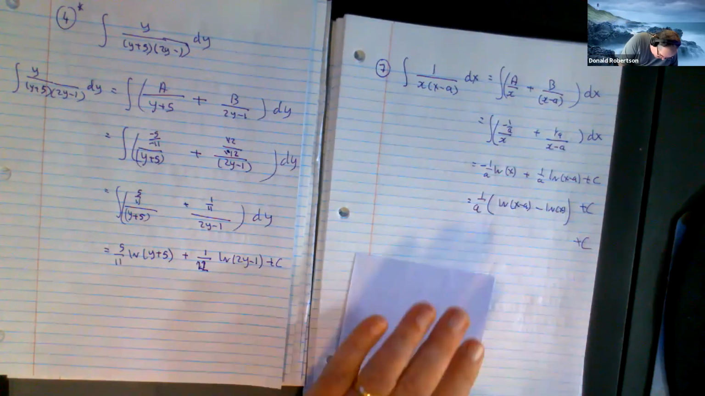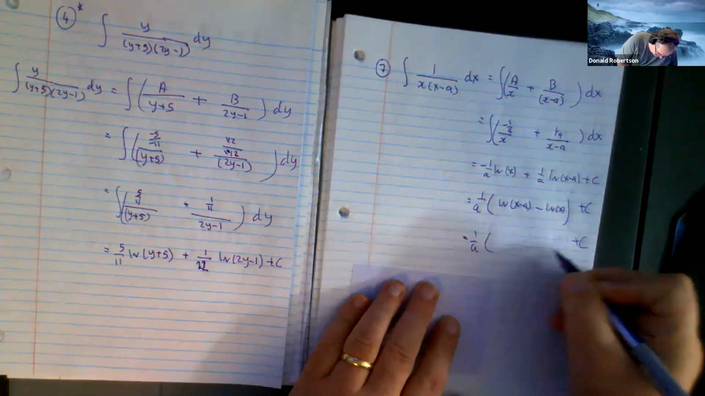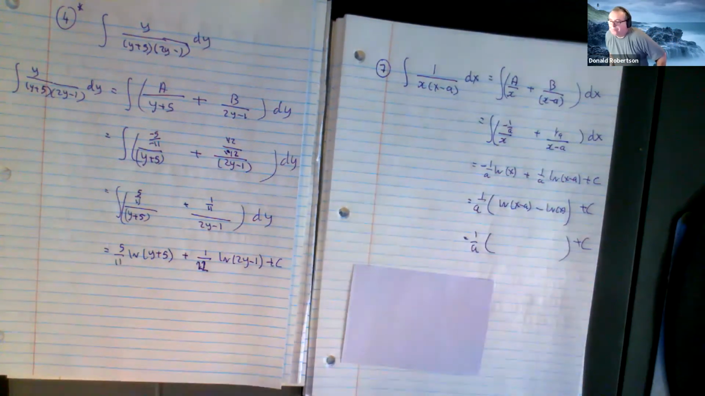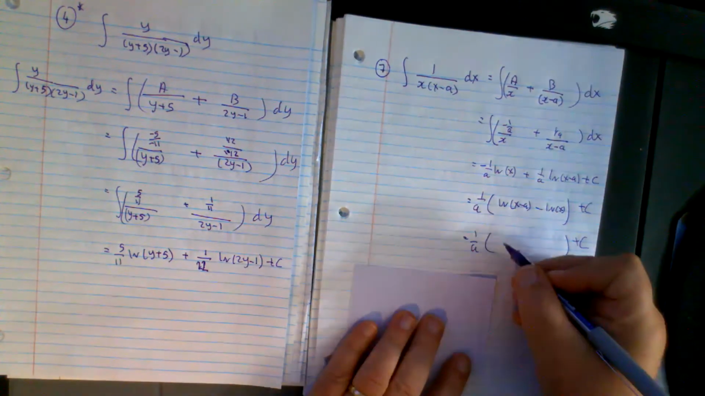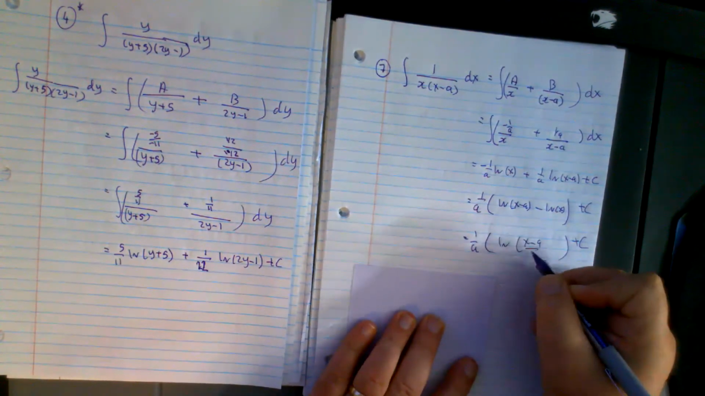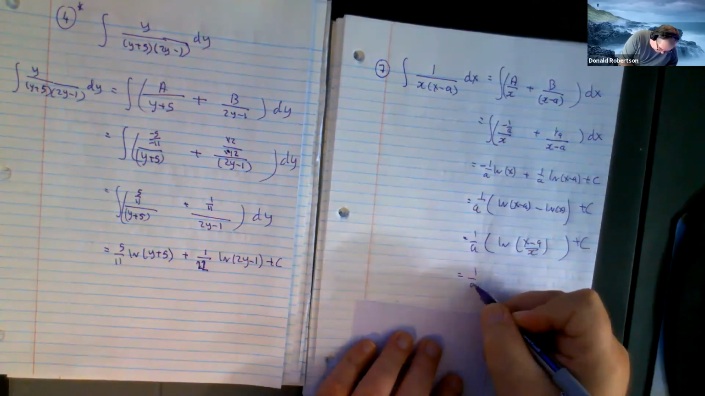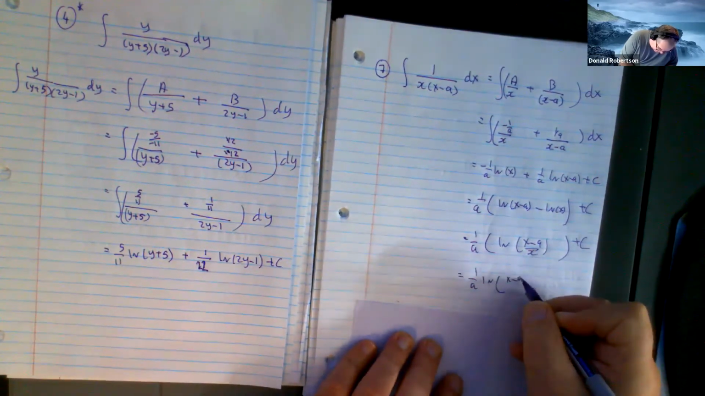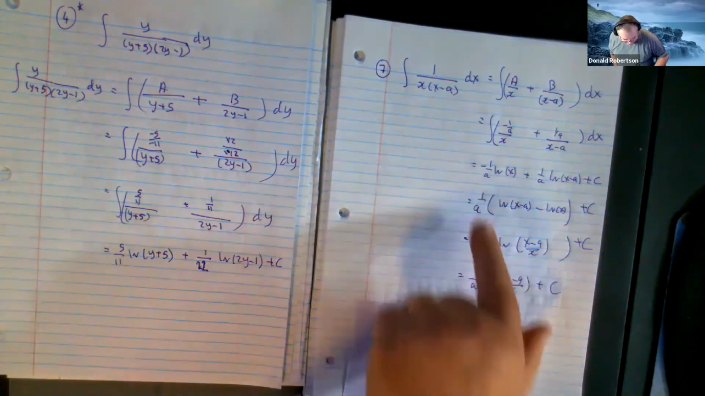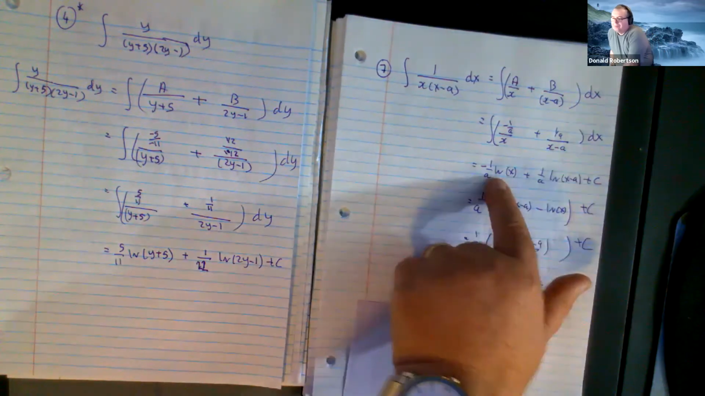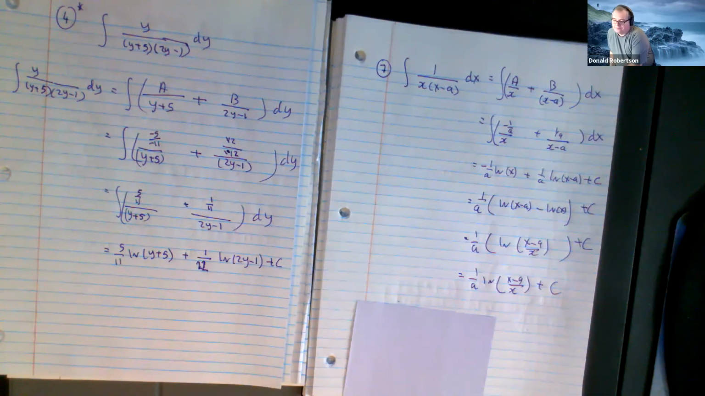Now, is there a way to combine those two logs into just one log? You would divide the terms, so it's x minus a over x. And you don't really need those brackets. I don't know if you agree with me or not, but isn't this a little bit prettier looking than that? Are we good? Okay, let's move on.